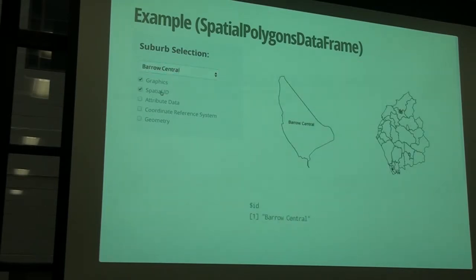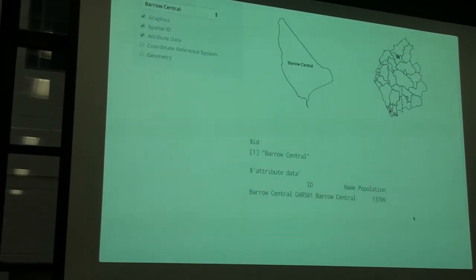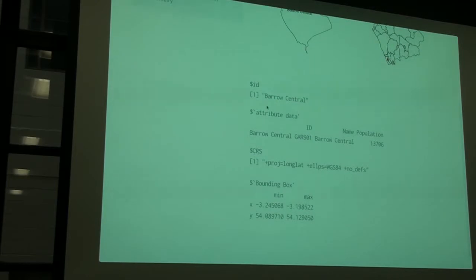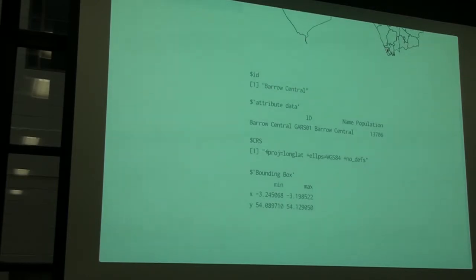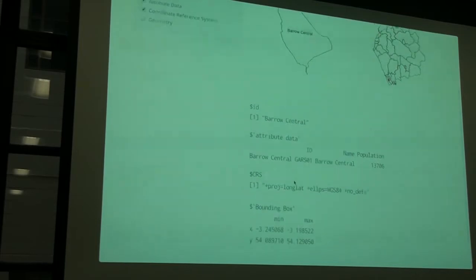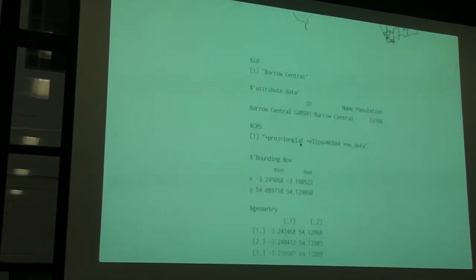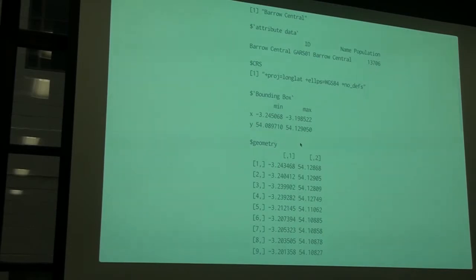First, a spatial object will have the spatial ID. In our case, it is just the name of the suburb. And then we will have the attribute data. And then we have the ID again. This is just a suburb code and then the name and the population of the corresponding suburb. And then we will have our coordinate reference system in the PROJ4 specification, just a way to describe the coordinate reference system. And then we have the bounding box, the boundary for the map that we will visualize. And then lastly is the coordinates, the geometry information.